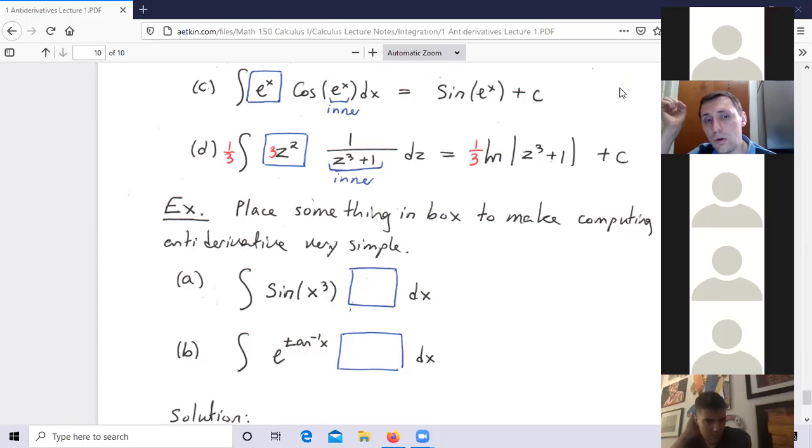Other than 0 or 1 over sine x cubed, those are not interesting. What else can you place to make it easy? Yes, Catherine, and yes, Muhammad. And then once you place it in, you might write in one line what happens if you place this thing in the box. What would be the integral?